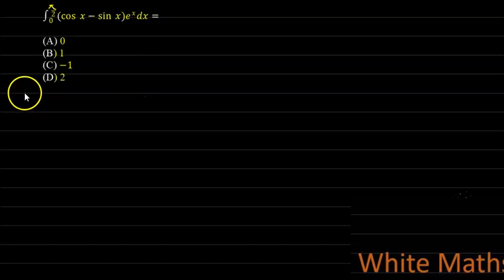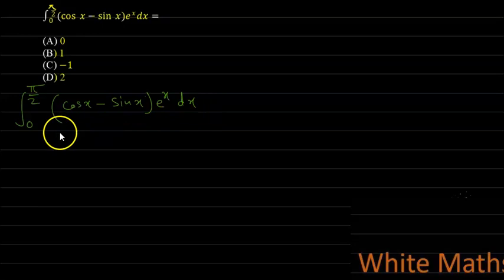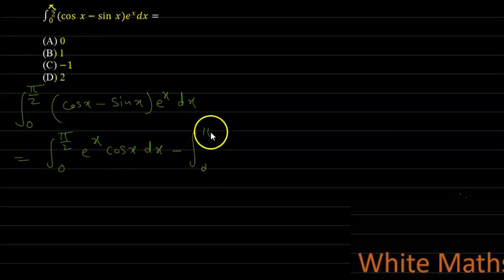Since the integral is 0 to pi by 2 of (cos x minus sin x) e to the power x dx. To integrate this, write it as integral 0 to pi by 2 e to the power x cos x dx minus integral 0 to pi by 2 e to the power x sin x dx.